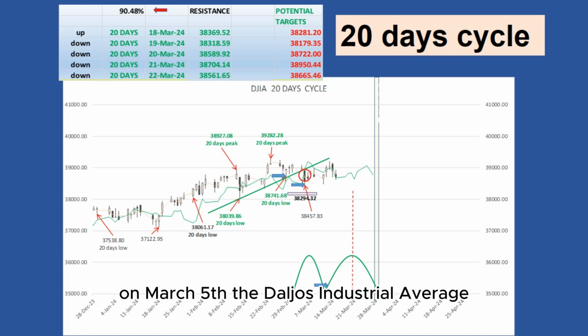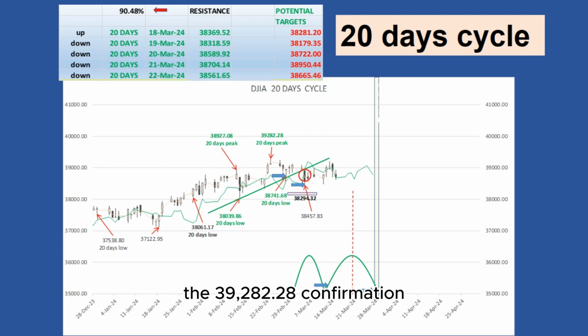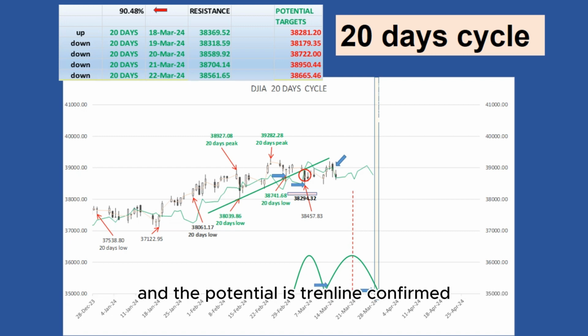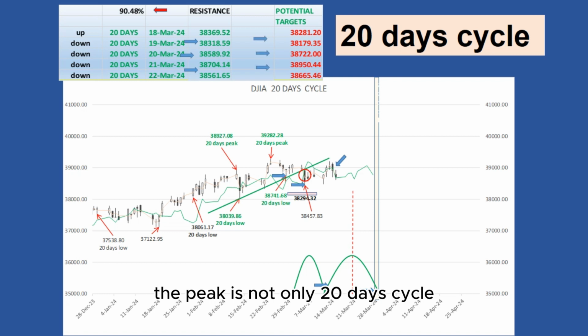On March 5th, the Dow Jones Industrial Average crossed below his trend line, confirming the 39,282.28 high. Confirmation the next day will confirm the 20-week cycle low. Also, the 80 days low is ahead of us. Here the cycle line resistance and their potential targets. Trend line confirm. The peak is not only the 80-day new 20-day cycle, but also the Dow Jones Industrial Average should find support on its cycle line on March 28th.